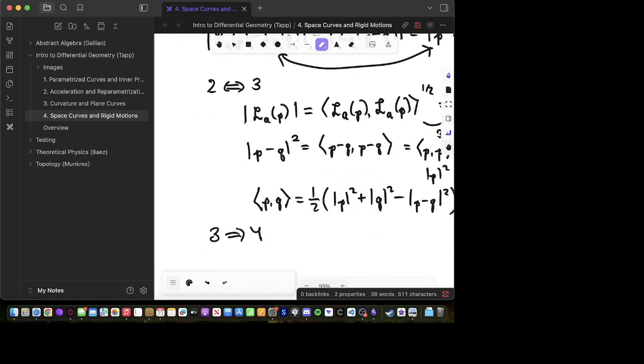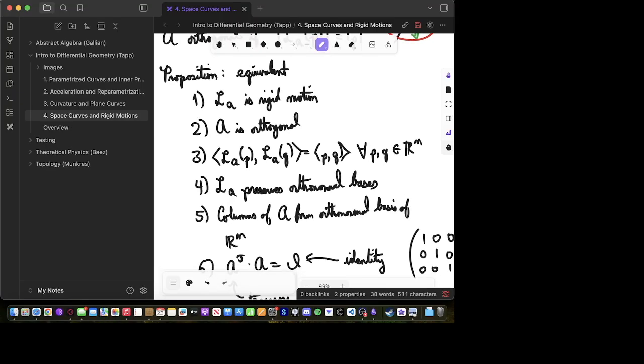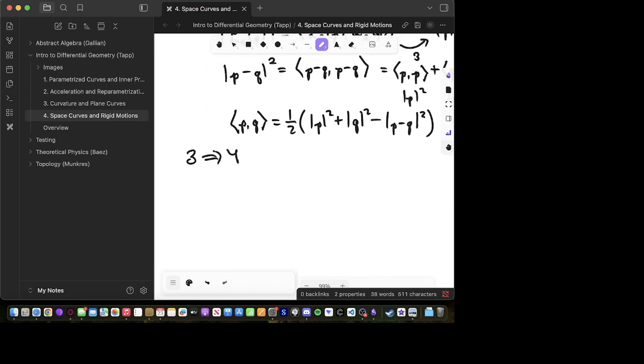Now let's prove if 3 is true, then 4 must be true. This is pretty obvious because if we have two vectors whose inner product is 1, then the rigid motion is going to be 1 as well. And if their inner product is 0, then their inner product of the rigid motions will be 0 as well. And therefore, it preserves orthonormal bases. I know there's memes about how textbooks are always saying things are obvious, but I think this is fair to call obvious.